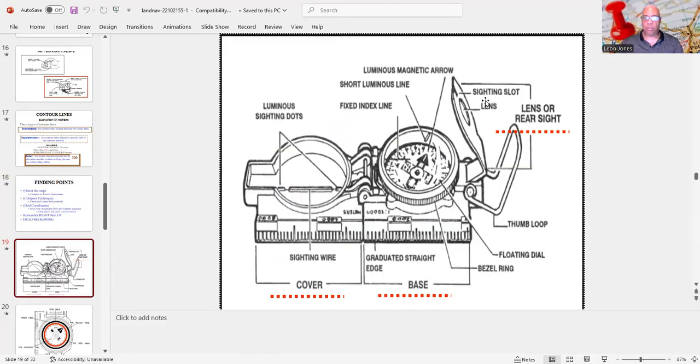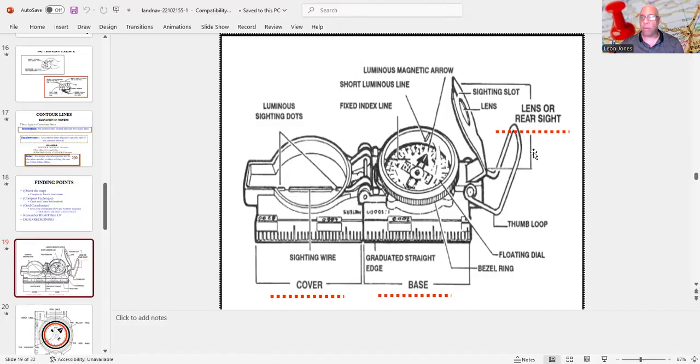You've got your lens, your magnetic arrow, your short luminous line, your fixed index line, your luminous sighting dots, your sighting wire, cover, base. You have your graduated straight edge, your bezel ring, your floating dial, thumb loop. Now in the military, you use a lot of compasses. Your lens or rear sight.